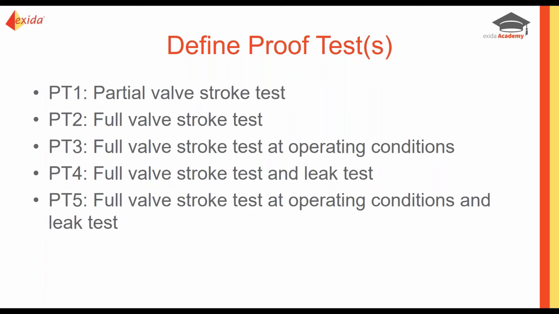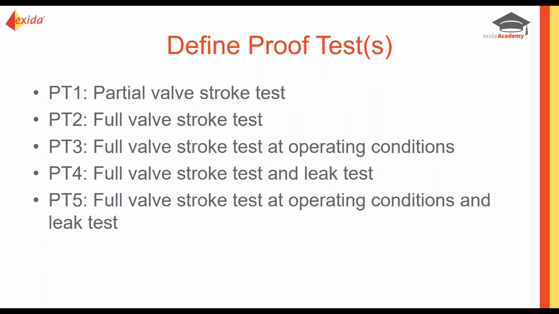The next level of proof test is proof test 3. It's taking that full valve stroke test but doing it in operating conditions. This will let you know if there is going to be any leaking. This can be important, especially if you have a tight shutoff application. Sorry, that was at operating conditions. Proof test 4 is adding that leak test. The operating conditions is just letting you know that it can withstand the pressure, the temperature, all of that information.